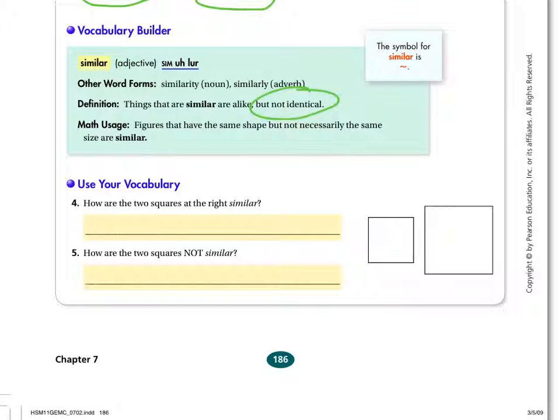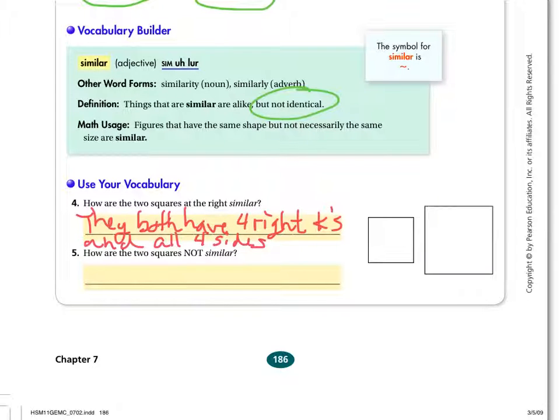They're both squares. What makes them both squares? They both have 90 degree angles. Okay, they both have 4 right angles and all 4 sides are congruent. That's a congruent marker, not a triple equal sign. Is that such a thing? No.